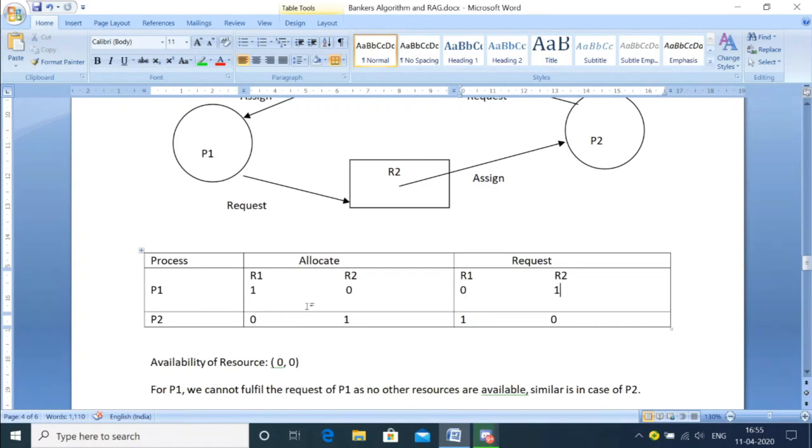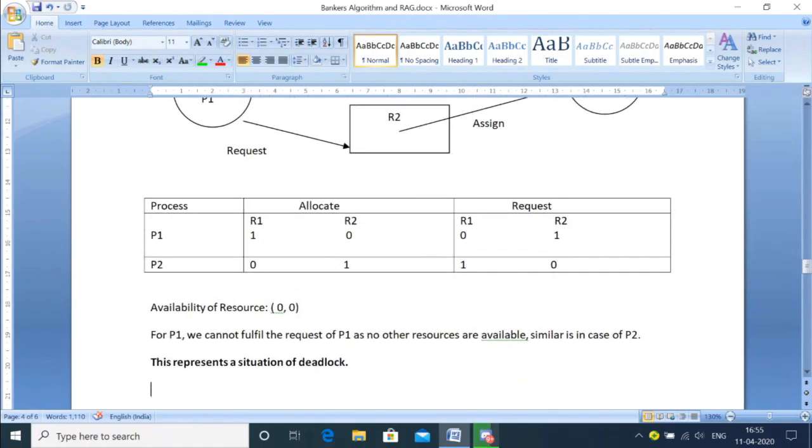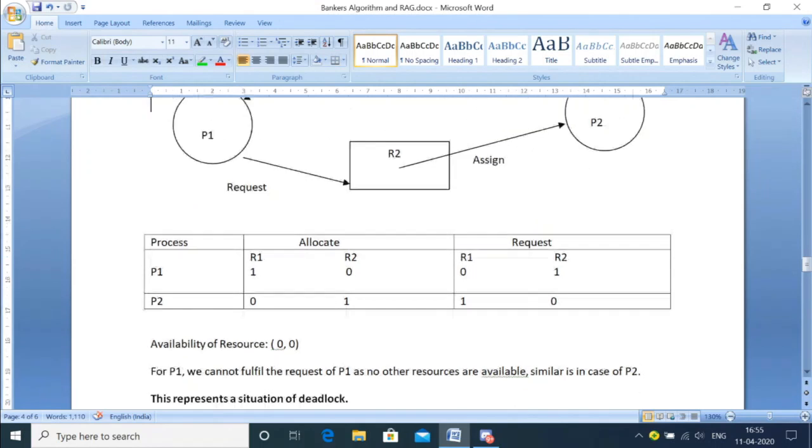allocated to someone else. Similarly, for the second one, it is requesting R1, so I will do a lookup. Will I be able to take R1? No, because R1 has already been allocated to P1. So I don't have any resource in stock. So we cannot fulfill the request of P1 because no resources are available, and similar is the case of P2. So this condition which we represent through a resource allocation graph, where there is no availability of resource based on the request, we say is a situation of deadlock.